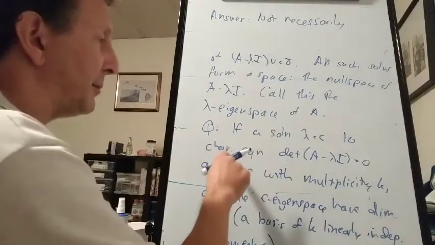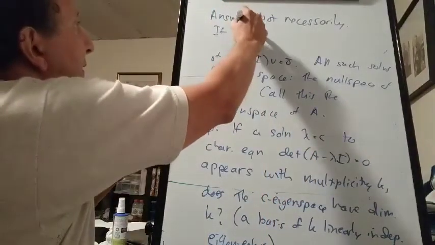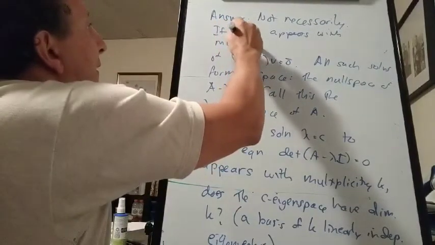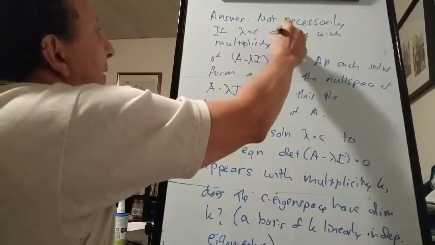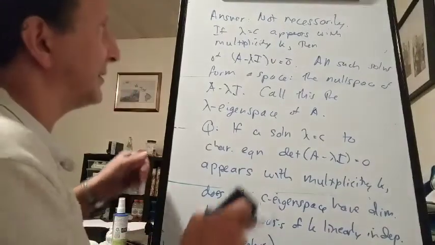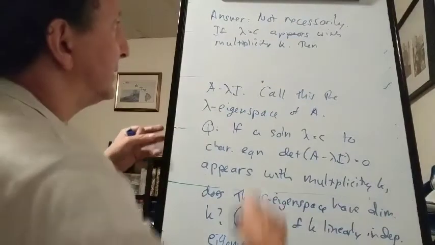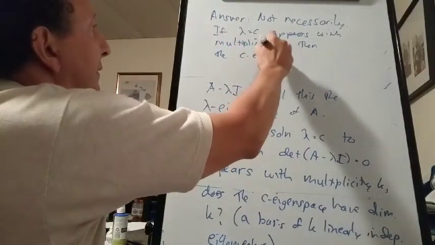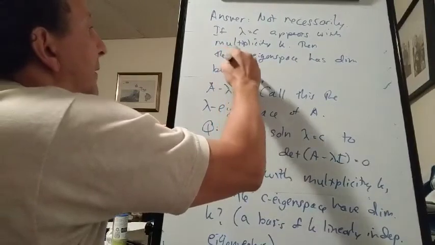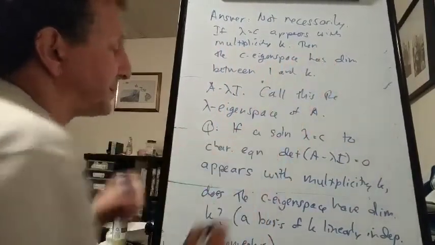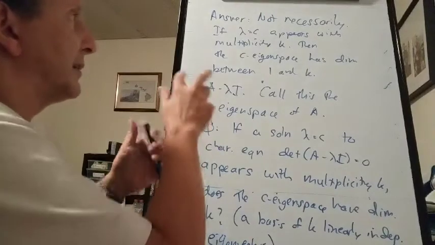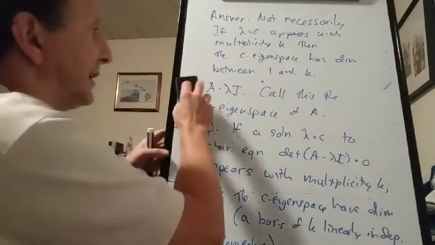So if lambda equals C appears with multiplicity k, then that C eigenspace is going to have dimension somewhere between 1 and k, but not necessarily k. So let's look at an example. Let's look at two different examples where we get different dimensions for the same multiplicity of a certain eigenvalue.